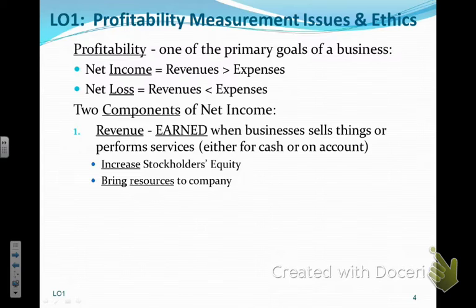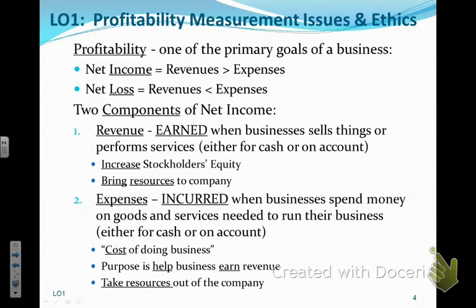So what we specifically need to look at with regard to revenue in terms of profitability is revenue when it is earned, when the business sells the things or performs the service for either cash or on account. Those specific things are what we call revenues for a business. The second component of net income is expenses. Expenses decrease stockholders' equity, and they are items that result from the activities that help to generate the revenues. The cost of goods to sell a product or service are part of our cost of doing business, and those are what we are considering to be expenses.